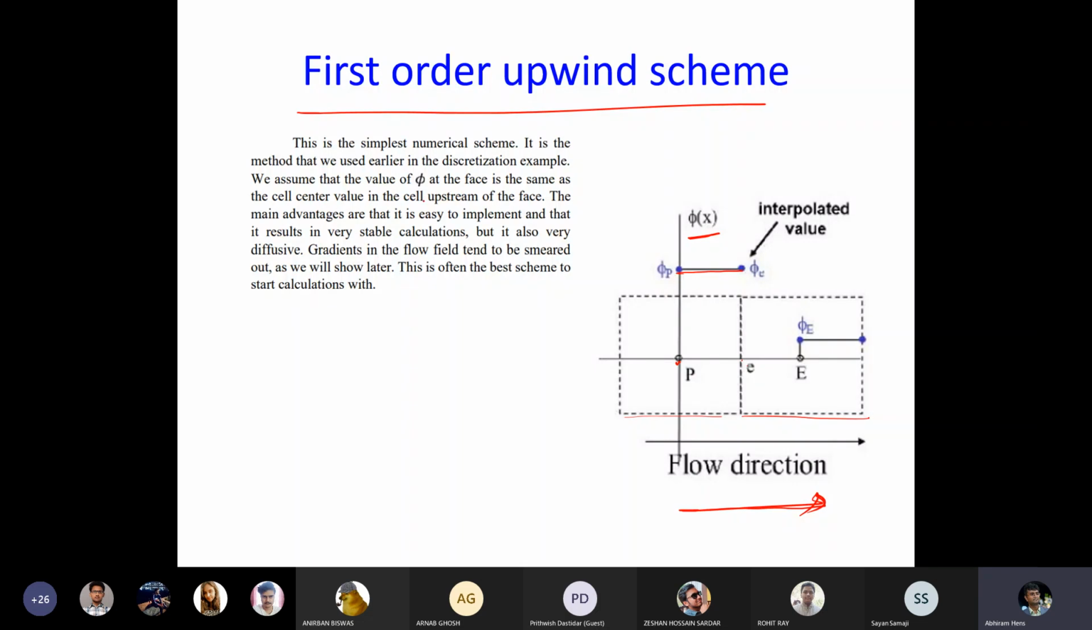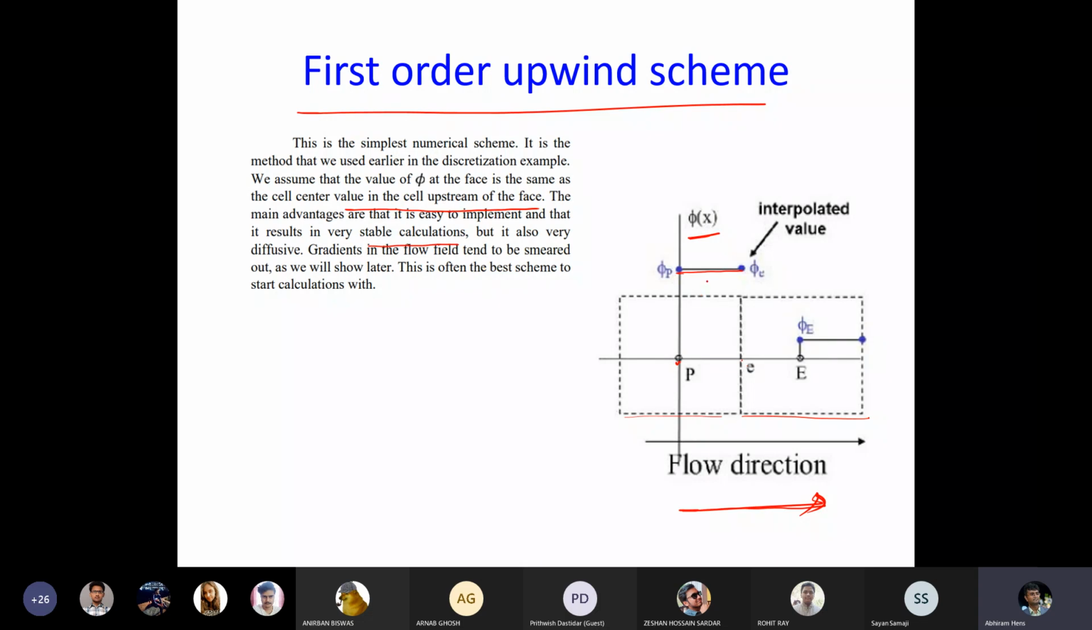We assume that the value of phi at the face is the same as the cell center value in the cell upstream of the face. The main advantages are that it is easy to implement and that it results in a very stable calculation. But it is also very diffusive. Gradients in the flow field tend to be smeared out, as we will show later. So this has some disadvantage.